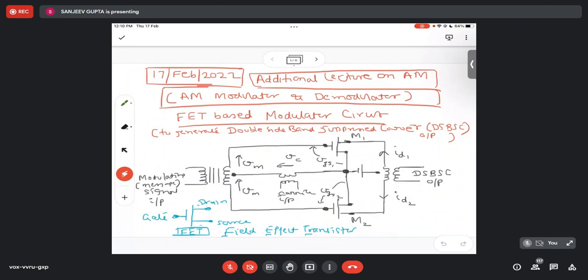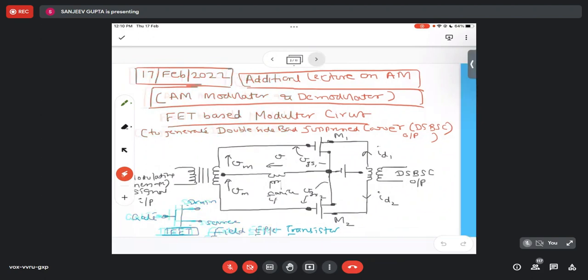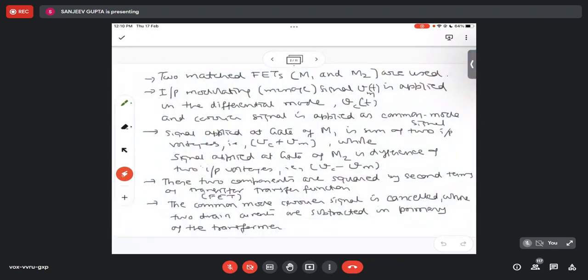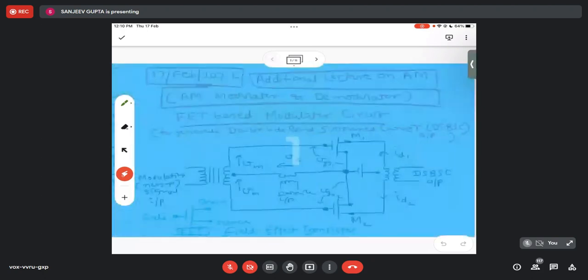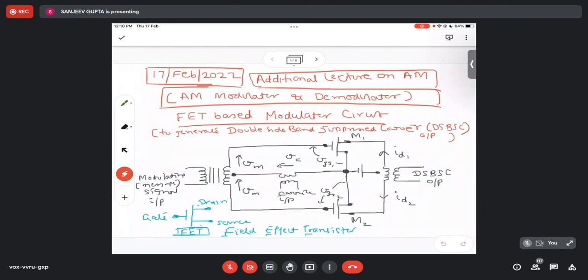So the two inputs are there. When we apply this signal in the two modes, it is applied at the gate of M1. If you see, this is the gate of M1. The two transistors I have named M1 and M2. This is the gate, this is the drain, this is the source. Gate, drain, and the source.